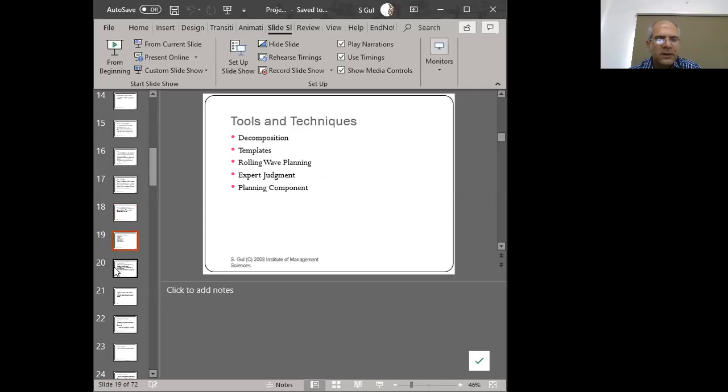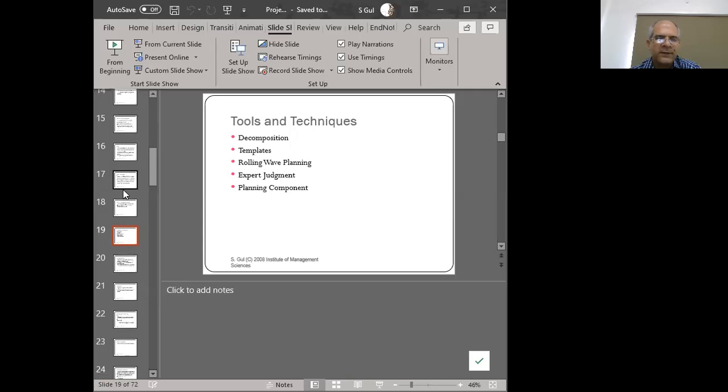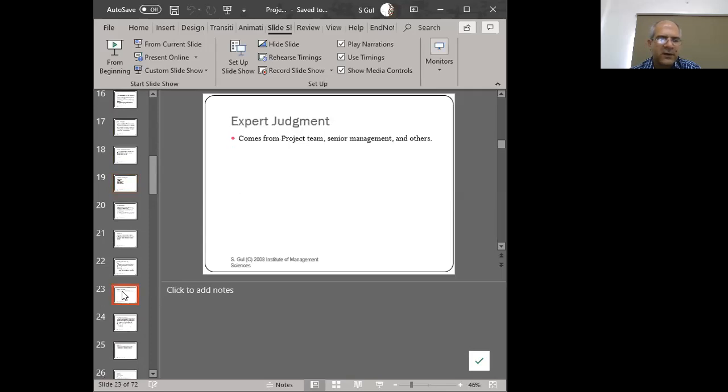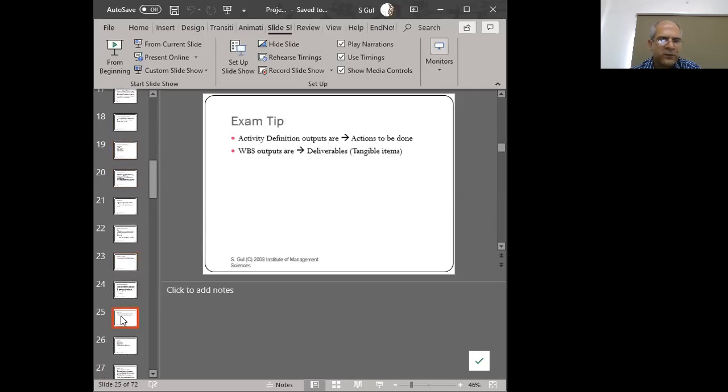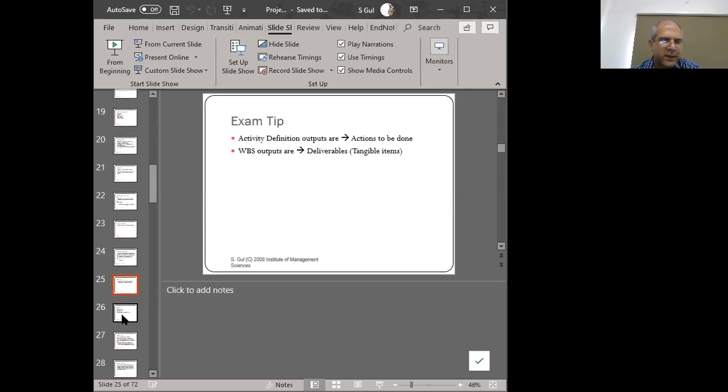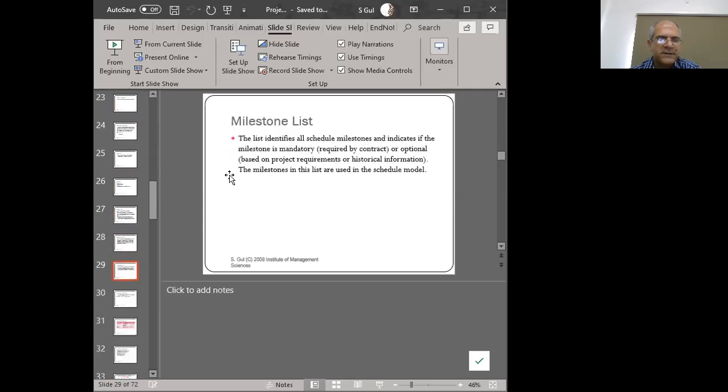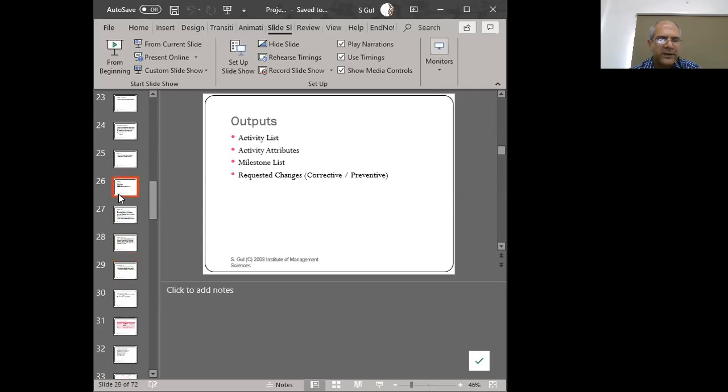Now, there's different tools and techniques for the planning process and time management. One is the concept of decomposition, the other is the use of templates, then we've got rolling wave planning, we've got expert judgment, then we've got a planning component. And I've briefly talked about this already, so I'll skip this for now and I'll move to the next area. Right? The next concern is that we get outputs coming out.